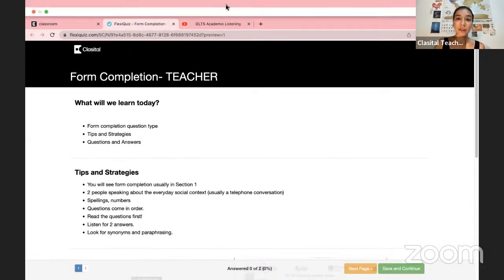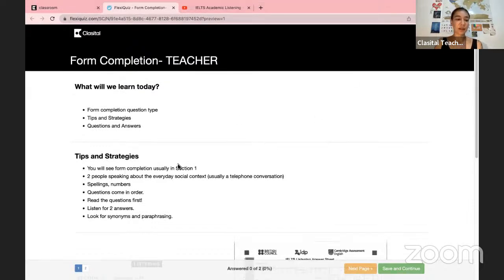Today we will be looking at form completion questions in the IELTS academic listening part. First, we will look at the form completion question types, tips and strategies, and we will do the question and solution part.